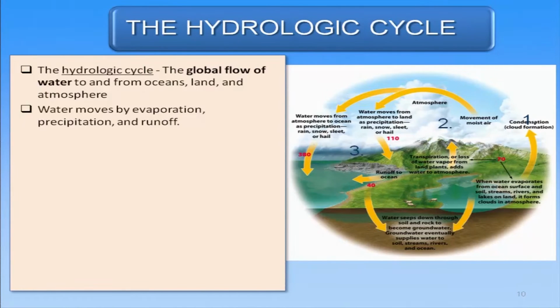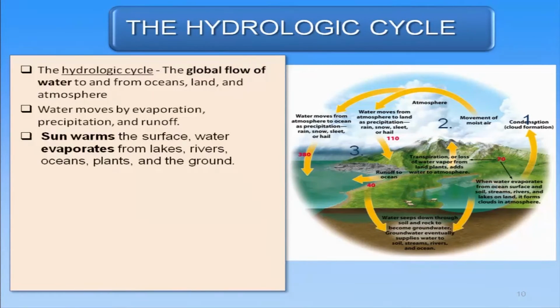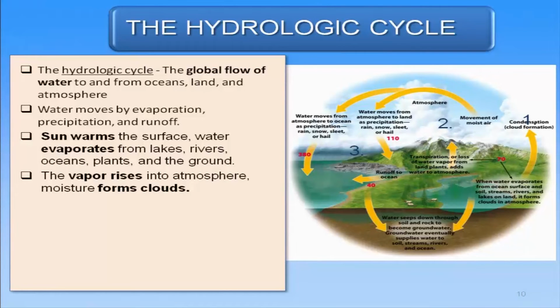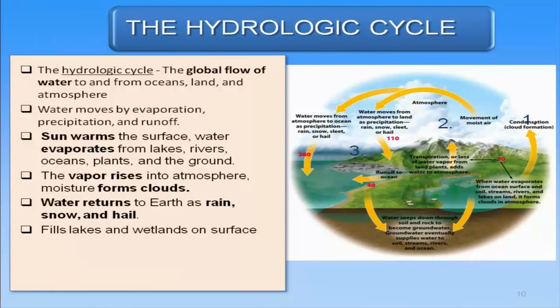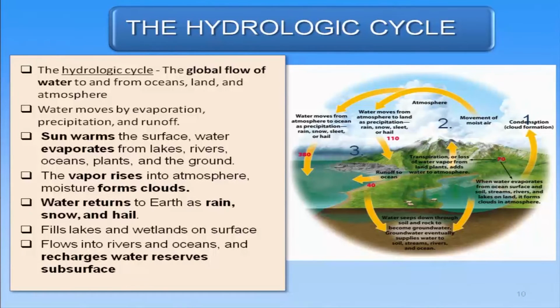Water moves by evaporation, precipitation and runoff. Sun warms the surface, water evaporates from lake and rivers, ocean, plant and ground. The vapor rises into the atmosphere to form clouds. Water returns to the earth in the form of rain, snow or hail. It fills lakes and wetlands on the surface, flows into river and ocean and recharges the water reservoirs in the subsurface. So, this is the complete cycle which we should know and which is important.